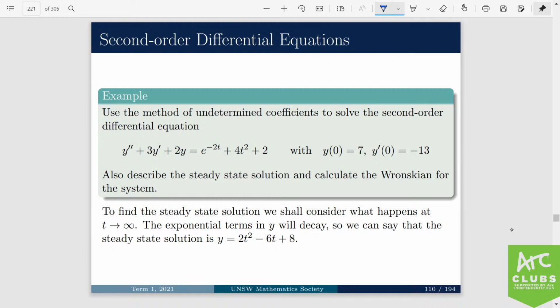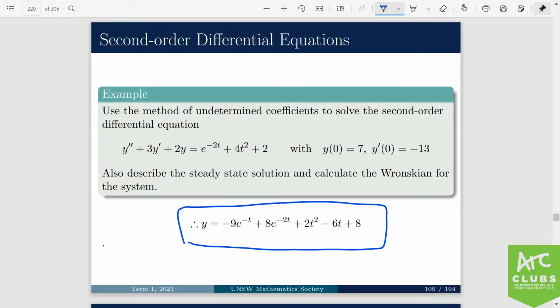Cool. So it says also describe the steady state solution. So just quickly, that is we're looking at what happens as time goes to infinity. Obviously, we're not going to think about when it actually gets to infinity. Well, it can never get to infinity, but we want to see what happens as we approach that. So we can see that these exponential terms here, right? So you can think, actually, where's my solution? Yeah. You can think of these exponential terms.